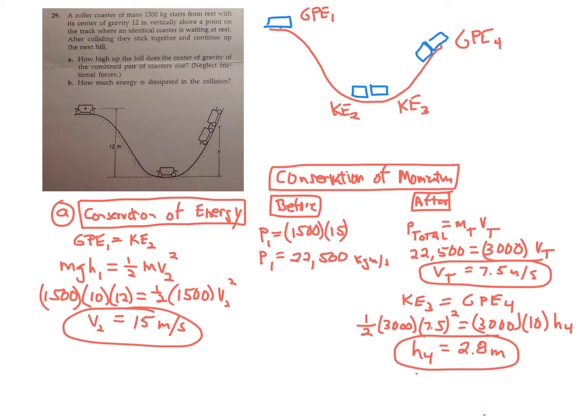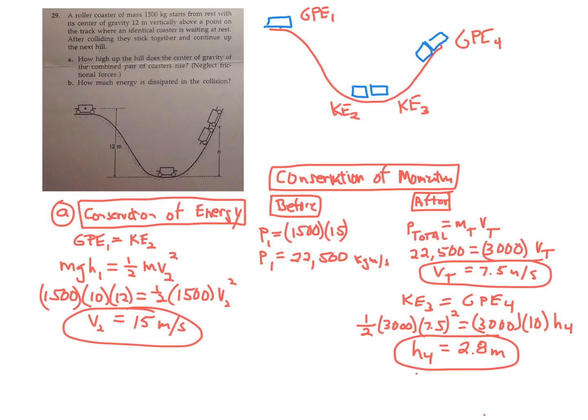up the hill. That energy, without losses, will be transferred perfectly into GPE4. So down here at the bottom, I have KE3 equal to GPE4. Once again, you really don't need to know the mass of the two objects. If you plug that all in, you get H4 is 2.8 meters.